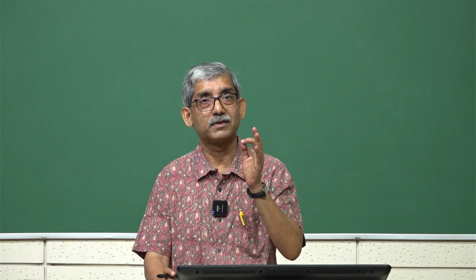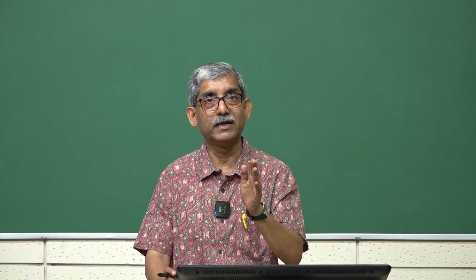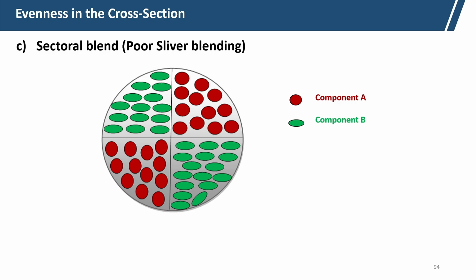And sectorial blend. In bloom blend, in drop-in blending, or in sliver blending, if it is poor, then we get this type of sectorial blending, at different sectors. Suppose in a draw frame we are having, say, 8 slivers, of component B and component A. So, these 8 slivers are fed in the draw frame.